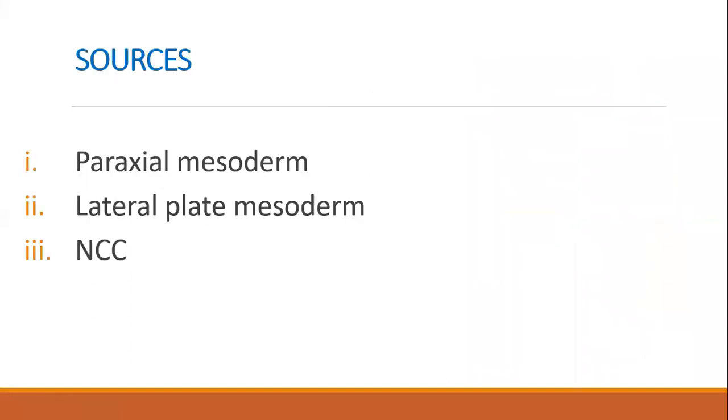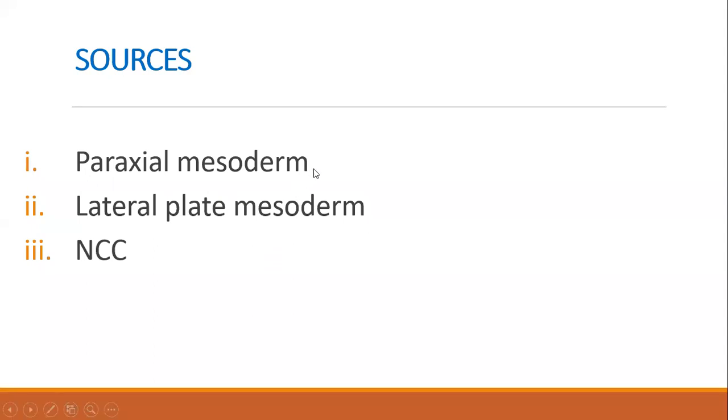What are the sources which contribute towards the formation of bones in these skeletons? First of all, the main contributor is the paraxial mesoderm. Mesoderm, you know, is the middle layer of the three germ layers: ectoderm, endoderm, and the mesoderm. Mesoderm has three components, the paraxial, intermediate, and lateral plate mesoderm.